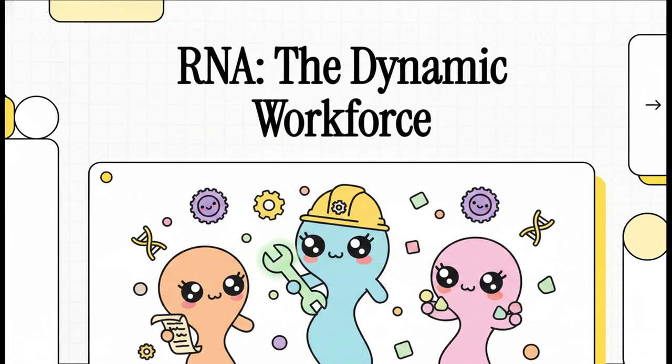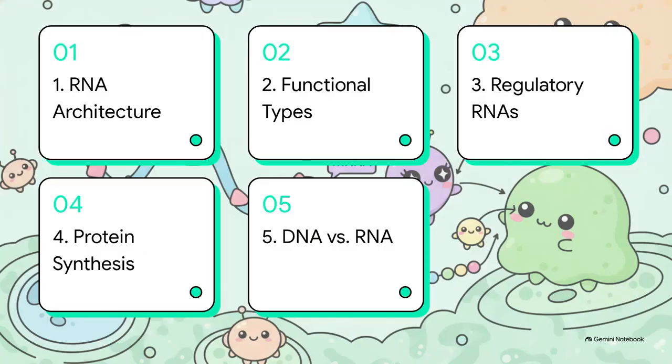Well, today, we're going to completely reframe how you see this incredible molecule. Welcome to this explainer, where we'll see that ribonucleic acid, or RNA, isn't just a courier. It is the true, dynamic, and incredibly versatile doer of the cell. It's the workforce that's actually keeping you alive minute by minute. Okay, let's dive into this.